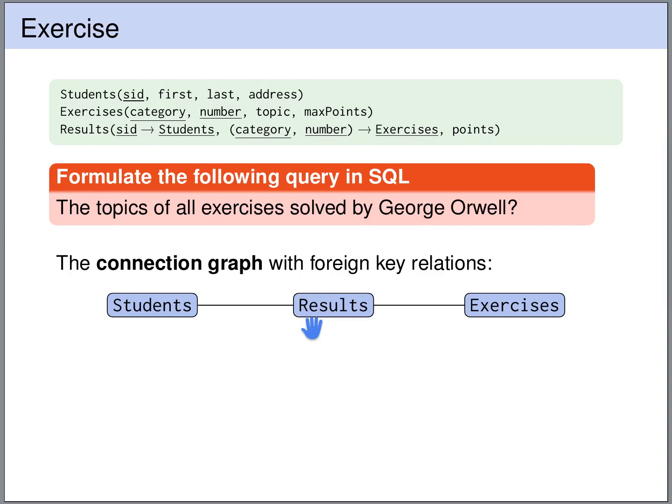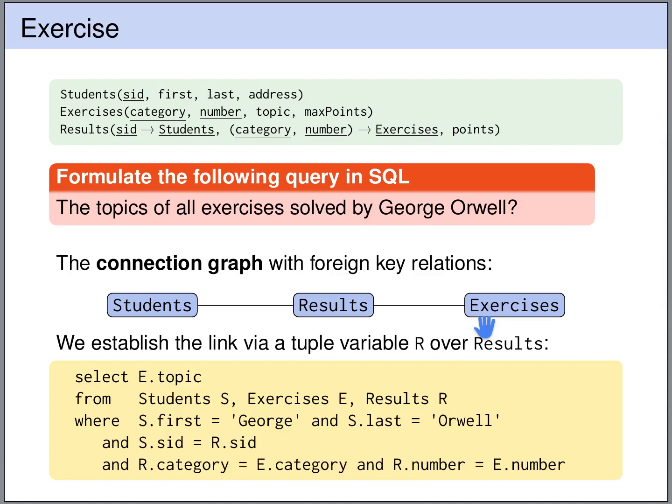So the set of the results has to match the set of the student. And the relation between the results and the exercise, we also establish via the foreign key relationship. We make sure that the category and the number of the result matches the category and number of the exercise.